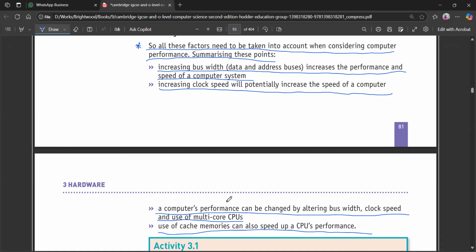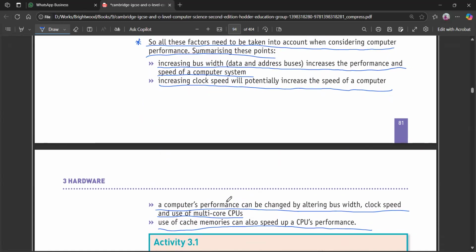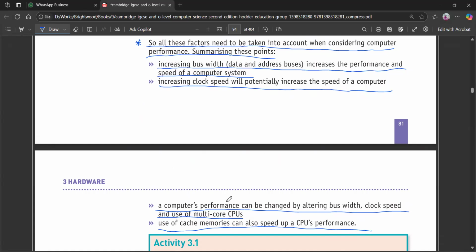And computer performance can be changed by altering the bus width, the clock speed, and the use of multi-core CPUs. And the use of cache memories can also speed up the CPU performance. Those are the things that we should be following up. So okay, please write them down quickly. After that one, I think that's enough for today. Okay, write it.